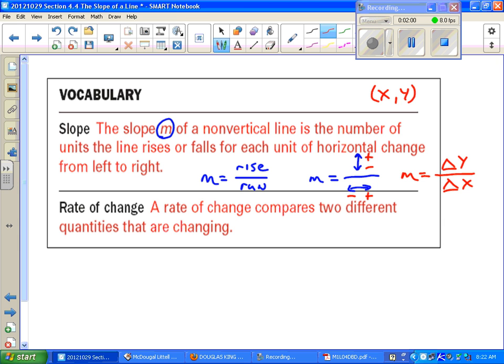Once people start to understand slope and points, they make a mistake: they put the X on top of the Y. Remember, X always comes first in an ordered pair because it's alphabetical. It's always X comma Y, but when you're talking about slope, Y is on top. It's the rise over the run. It's the change of it going up and down over the change of it going left and right. The definition of a rate of change: it compares two different quantities that are changing. Rate of change and slope, more often than not, can be used interchangeably, and we'll look at that.